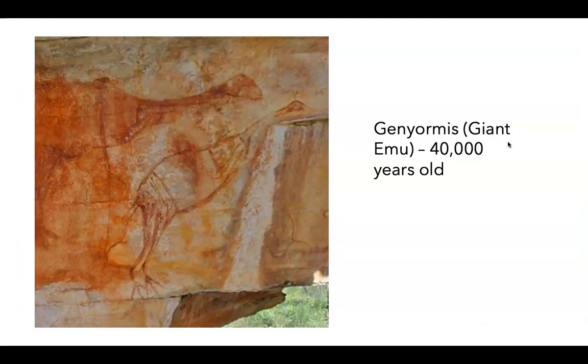Now, this is another cave painting or rock painting from that same area, looking at the giant emu, or the Genyornis. And this is an emu that lived about 40,000 years ago. So again, we're relying on the idea that Aboriginal people at the time were just drawing what they were seeing around them. And that can be a fairly strong, almost observational or first-hand report of what sort of organisms were existing in that area at the time.